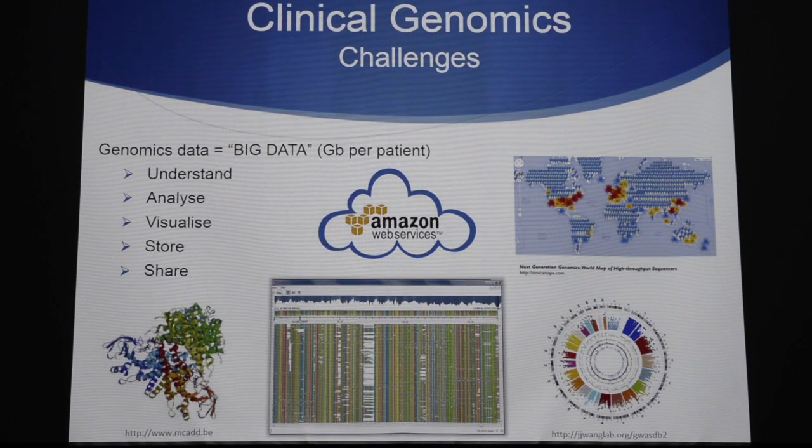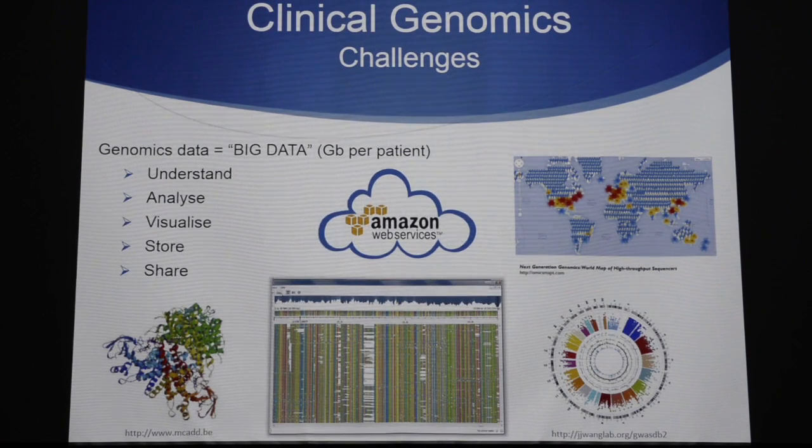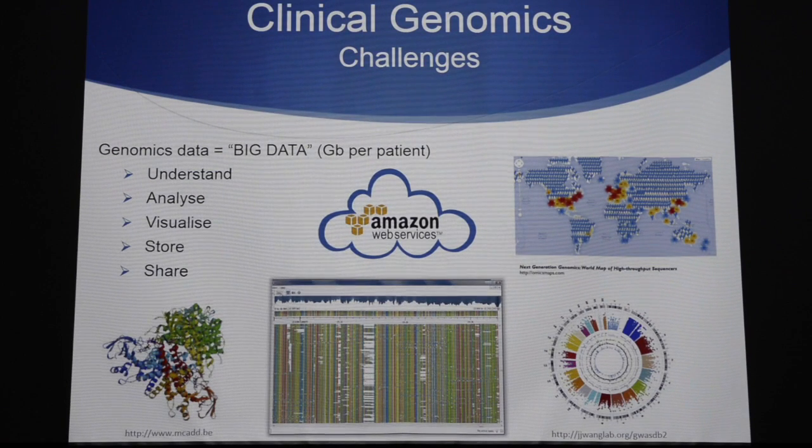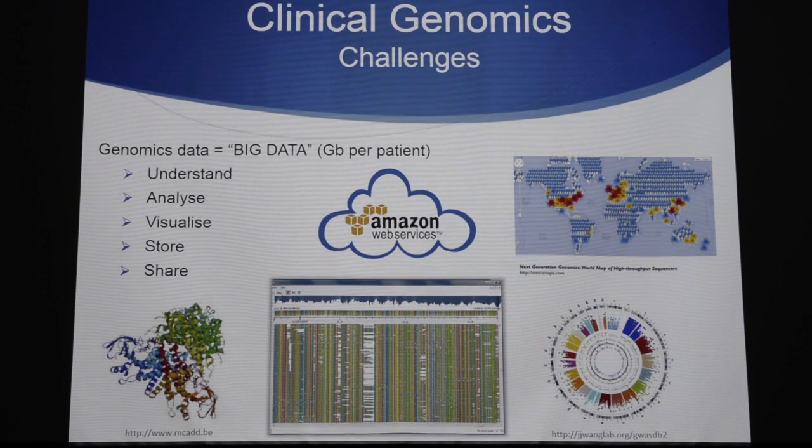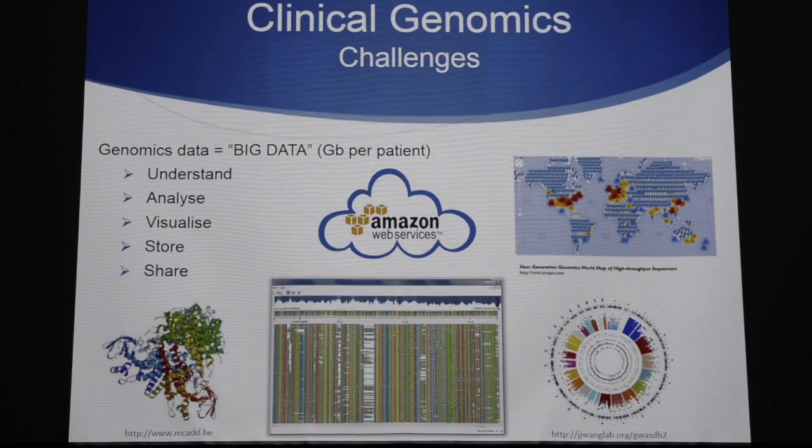Also, genomics data is what we call big data. We are talking gigs of data per patient. And that makes it very difficult to understand, analyze, and visualize. There are many tools for data interpretation, but most of them are not very intuitive. Also, storing and sharing variant data worldwide is crucial to the development of our knowledge and understanding of genomics information.